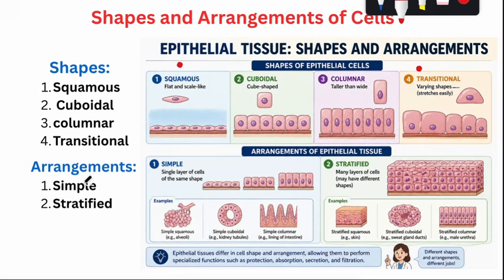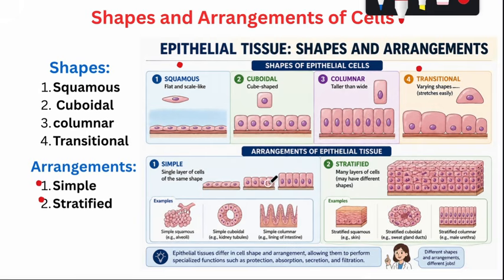Four types. And then the arrangements: simple and stratified. You have to remember two words: simple and stratified. What's simple? Simple is a single layer, stratified is multiple layers. That's the main difference. So if you want to keep that in mind, just see, this is just a single layer. It's super thin, flat.